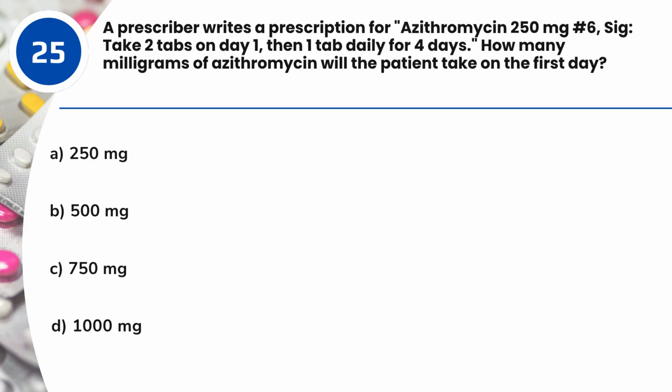Question 25. A prescriber writes a prescription for azithromycin 250 mg number 6, Sig. Take 2 tabs on day 1, then 1 tab daily for 4 days. How many milligrams of azithromycin will the patient take on the first day? A. 250 milligrams. B. 500 milligrams. C. 750 milligrams. D. 1000 milligrams.